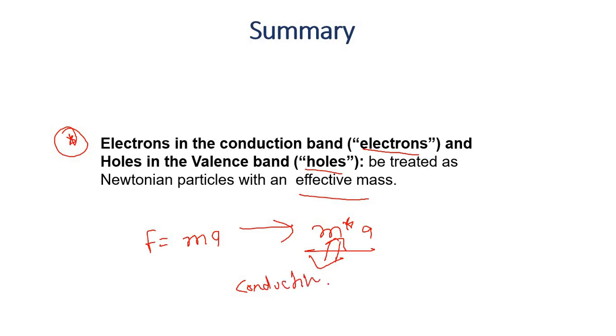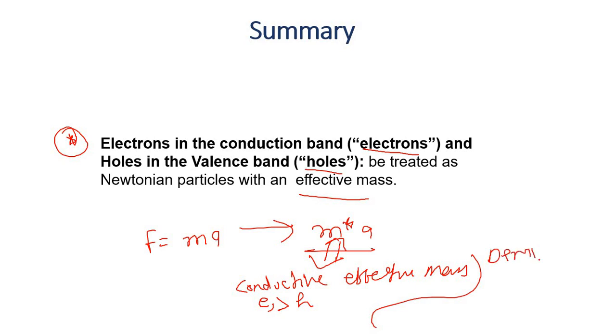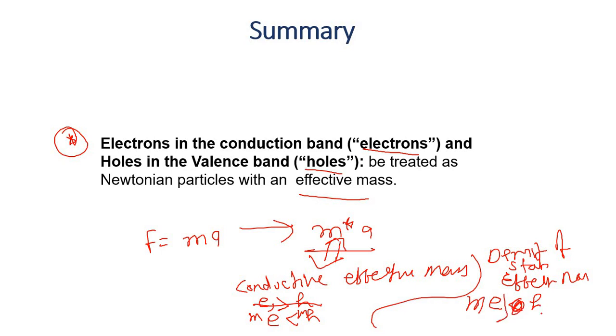like conductivity effective mass, that is used for conductivity calculation. In this case, electron is much more conductive than hole. And there is density of states effective mass, this is used for carrier calculation. In conductivity effective mass, the mass of electron is lighter than hole. By calculating the density of states effective mass, electron is heavier than the mass of holes.